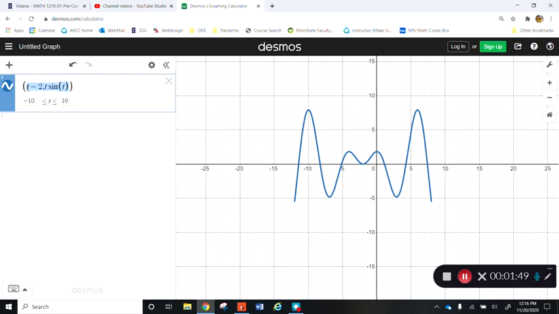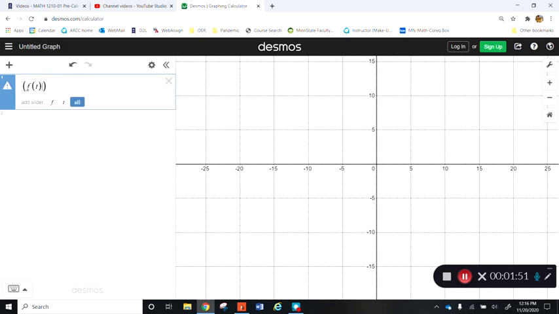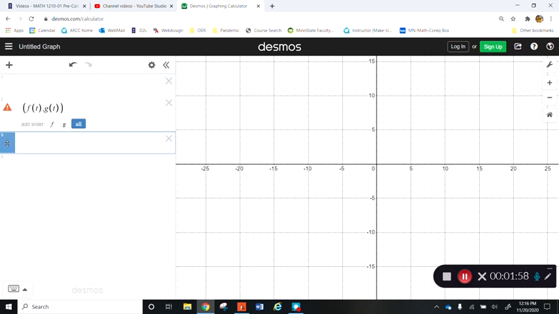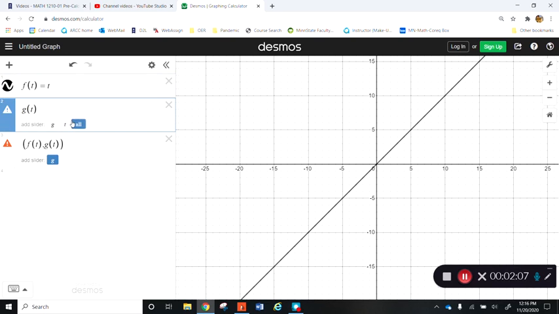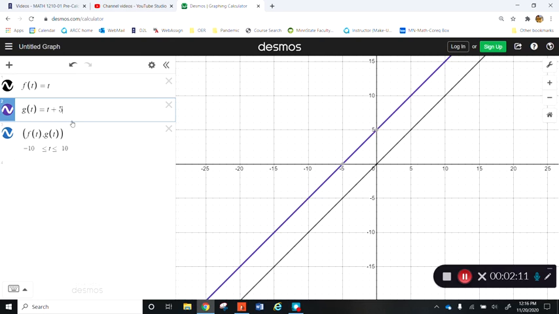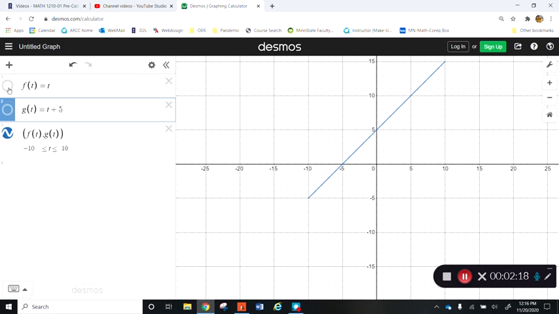So what I'm actually going to do is rewrite this as f of t comma g of t. Now I've got to insert some lines above this, and I'm going to define what f is. F of t is going to be, let's call that t, and then g of t is going to be plus 5. There we go. Now I'm going to take f of t and g of t, and I'm going to hide both of them. So these are the actual functions.